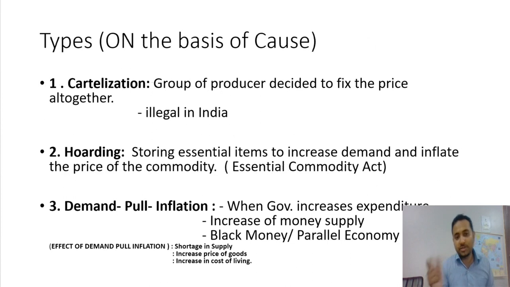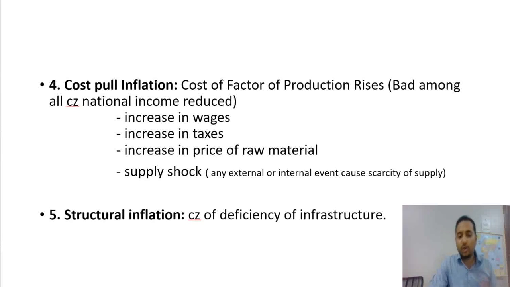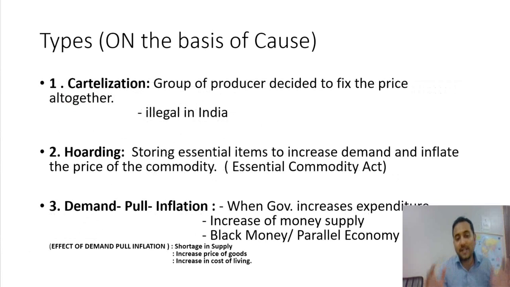Now, on the basis of the causes, why is inflation caused? On the basis of this cause, we have 5 types of inflation: cartelization, hoarding, demand pull inflation, cost push inflation and structural inflation. Now let's understand what is cartelization.